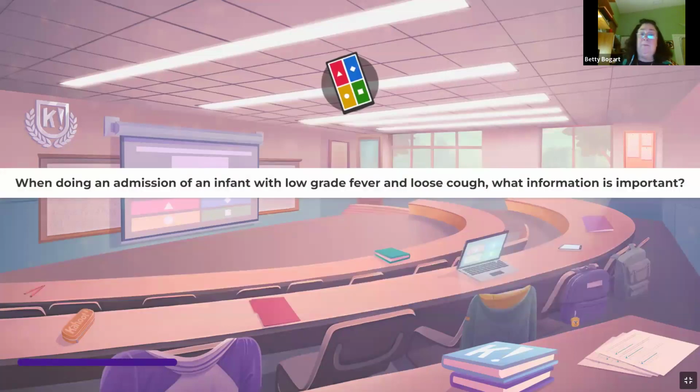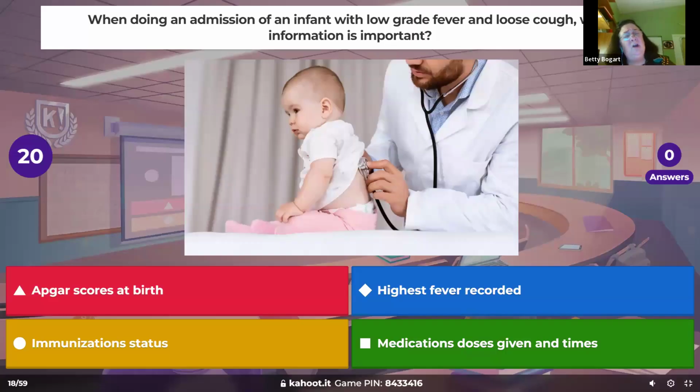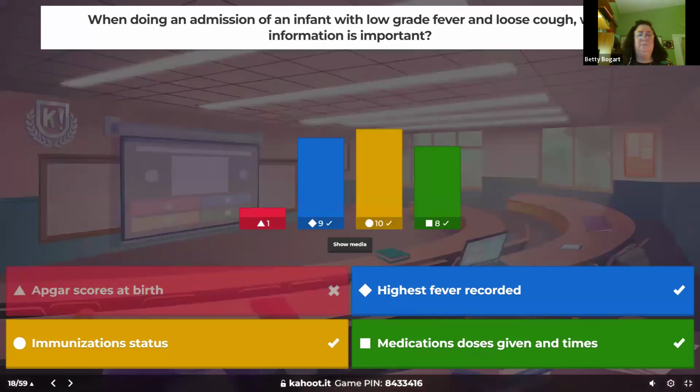Multi. When doing an admission of an infant with a low-grade fever and a loose cough, what information is important to know? You're admitting this child to your floor. They have a low-grade fever and a loose cough. What do you need to do a placement? This is the biggest thing where you need to know immunization status. Could this be something different, right? Could this be pertussis? So always make sure that we know immunization status. Of course, we want to know what their fever is and if they've had Tylenol or Motrin and when so we can continue it.